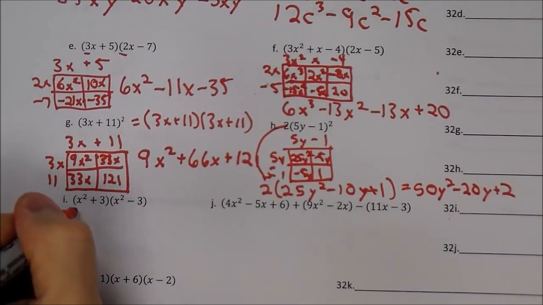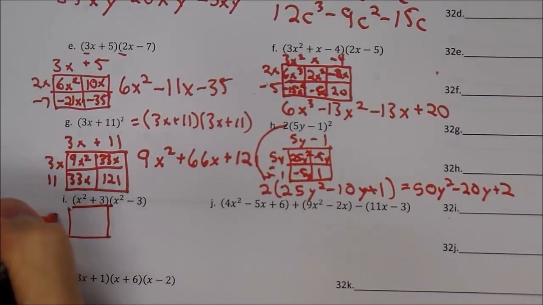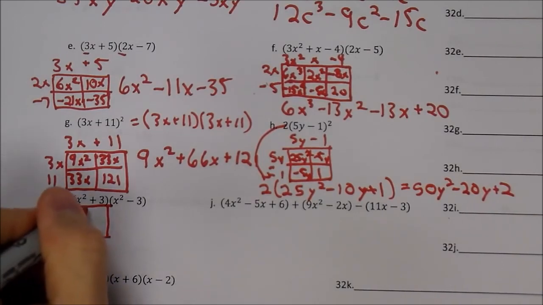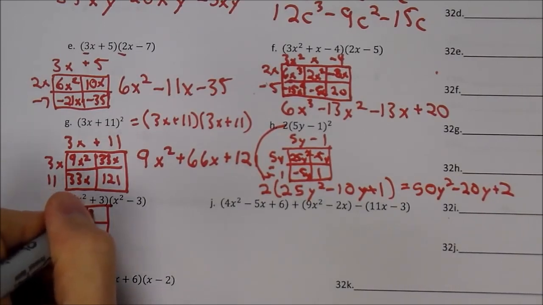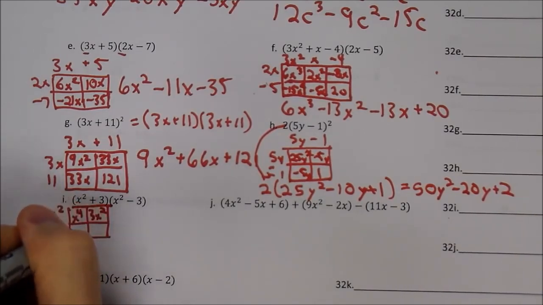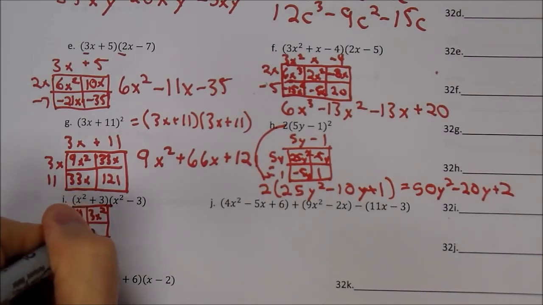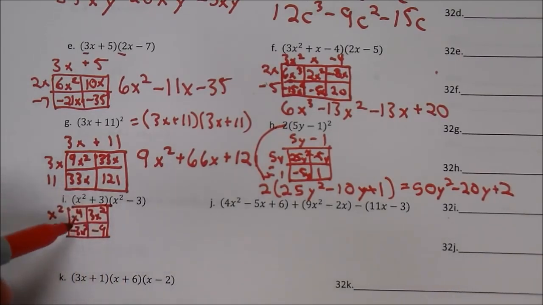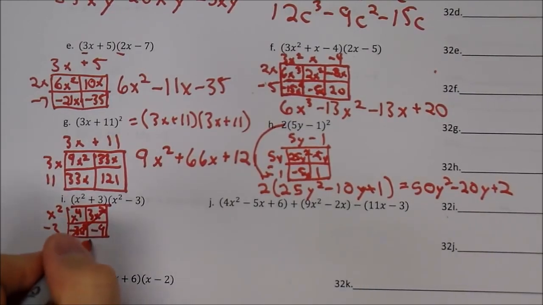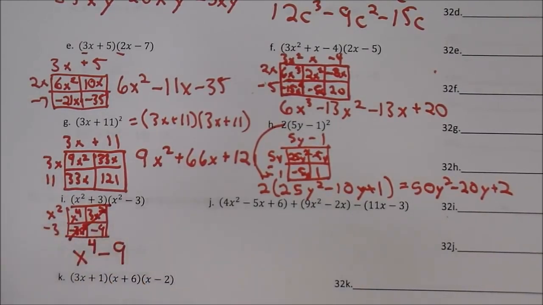For i, if I do the box, x squared plus 3 and x squared minus 3, I get x to the fourth, 3x squared, negative 3x squared, and a negative 9. My like terms, the 3x squared and negative 3x squared, actually become 0. So it's x to the fourth minus 9.